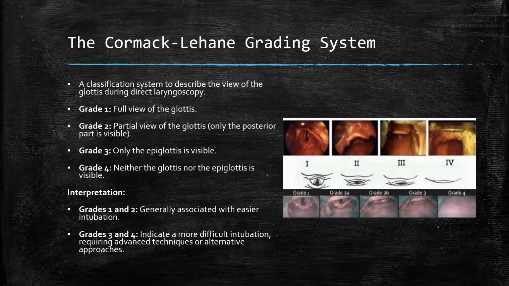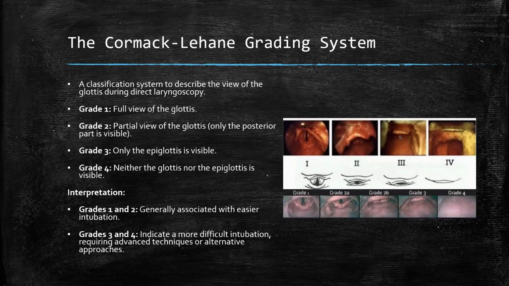Grade 3. Here, only the epiglottis is visible, and the glottis is completely obscured. This signals a more challenging intubation. You may need to rely on advanced tools like a video laryngoscope, a bougie, or even fiber optic assistance to get the tube in successfully.